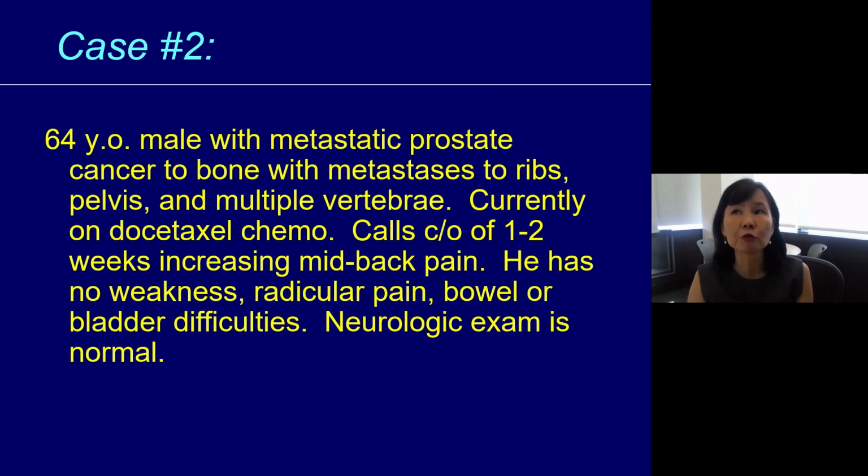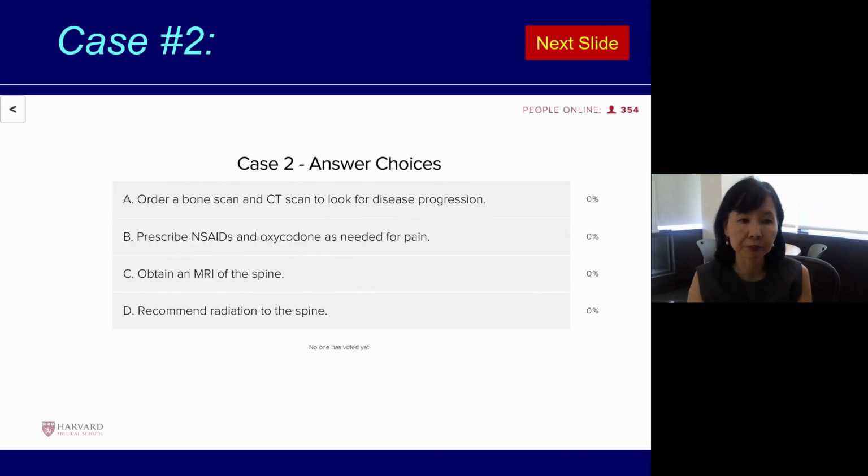So now we're going to move on to case number 2. This is a 64-year-old gentleman with metastatic prostate cancer to the bone, with metastases to the ribs, pelvis, and multiple vertebrae. He's currently on docetaxel chemotherapy. He calls you complaining of 1 to 2 weeks of increasing mid-back pain. He does not have any weakness, radicular pain, bowel or bladder difficulties, and his neurologic exam is normal.